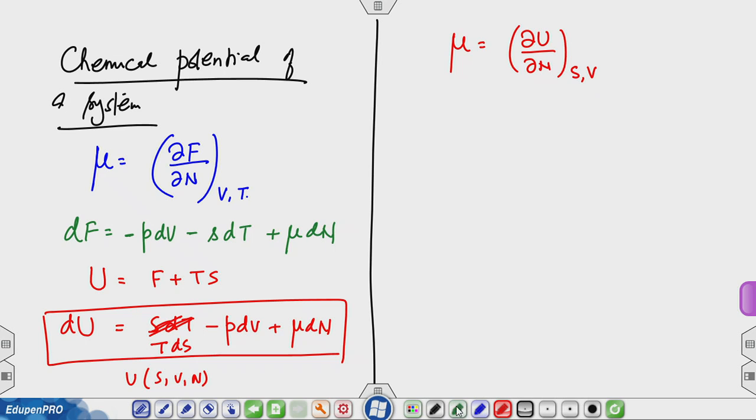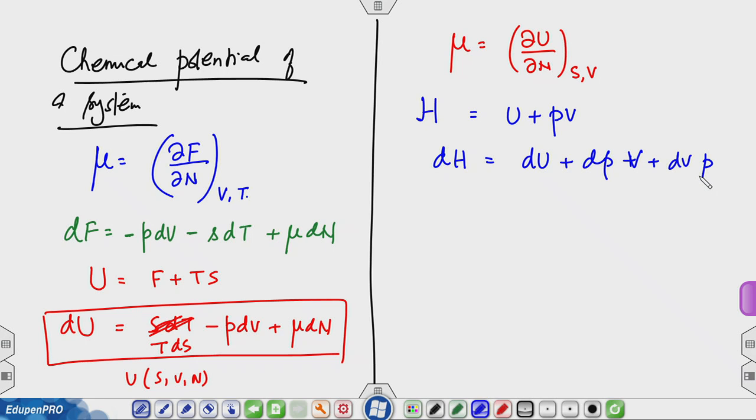Next, let's take H, which is U plus PV. So dH is equal to dU plus V dP plus P dV. So this comes out to be T dS plus V dP plus mu dN.